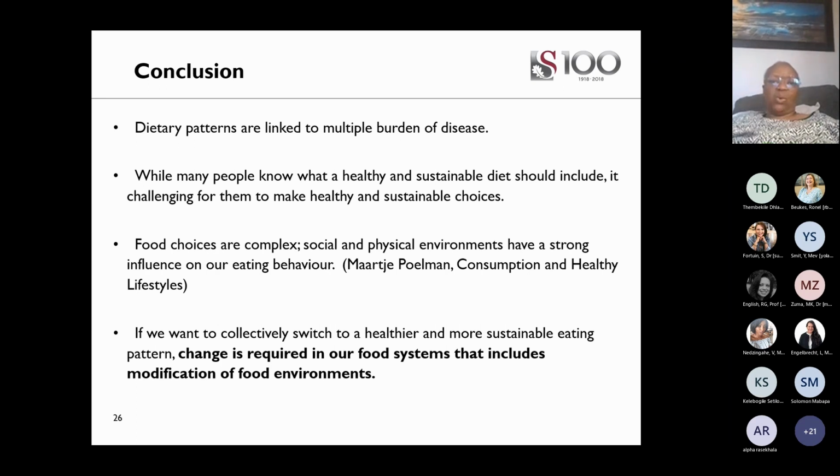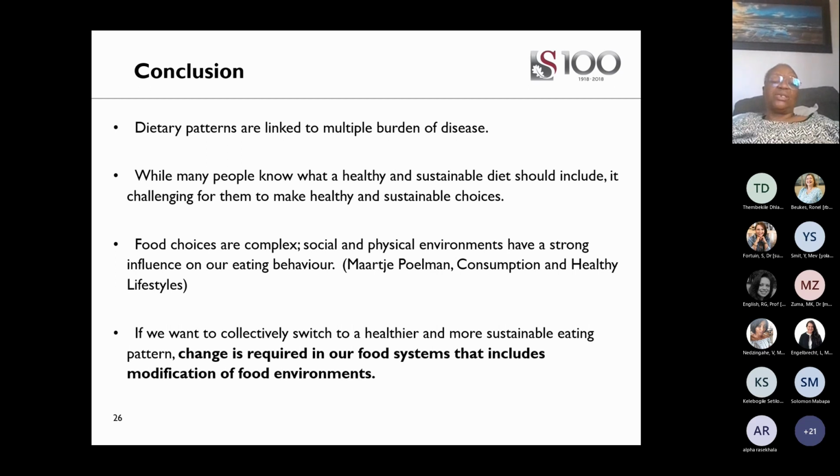Many of us know what a healthy and sustainable diet is, but it's very challenging to make healthy and sustainable choices because of our desires. Food choices are complex, and we need to consider both the social and the physical environment, which have strong influence.